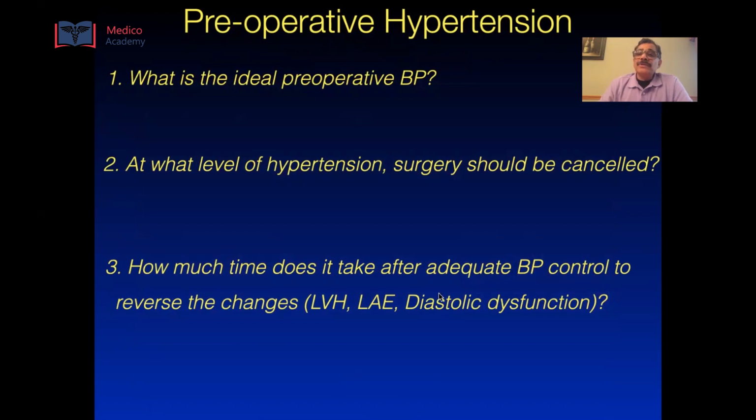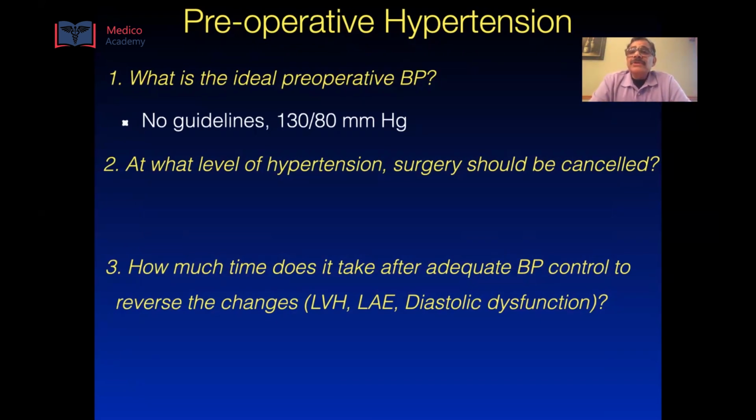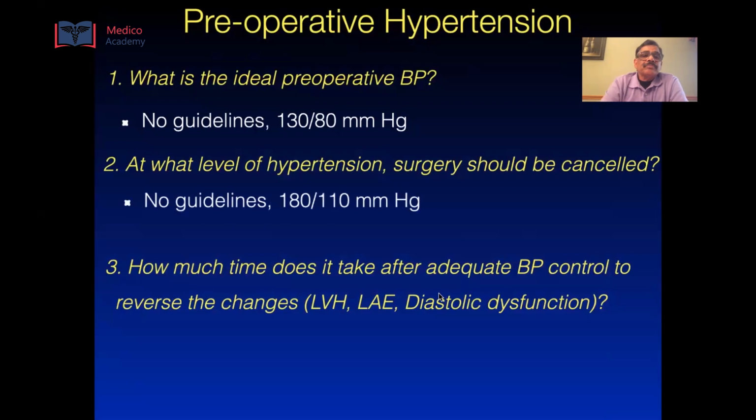And I would say the new definition, which is 120 over 80. Okay, we can go up to 130 over 80. There are no published guidelines on this issue. So this is just a recommendation that the blood pressure of the patient before surgery should be as normal as possible, which is ideal.